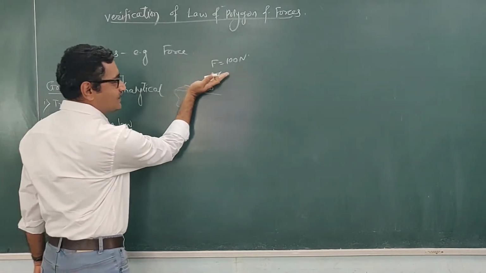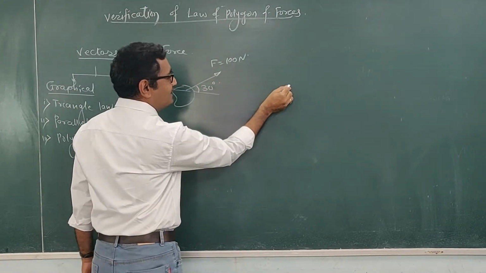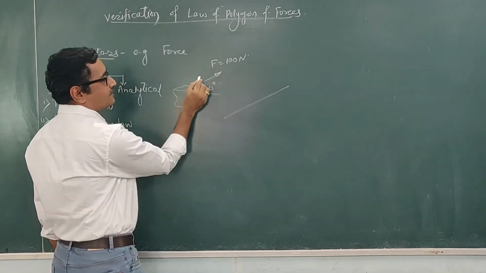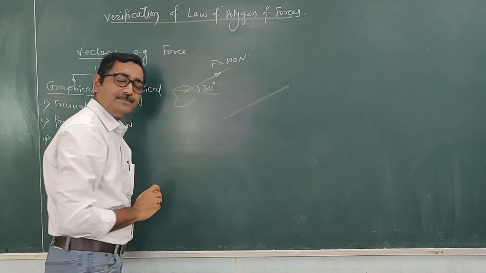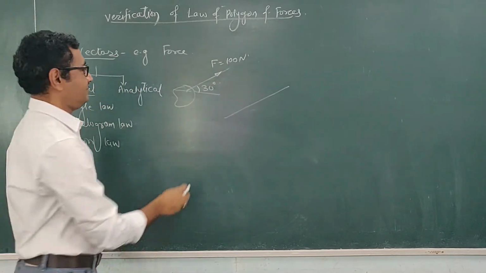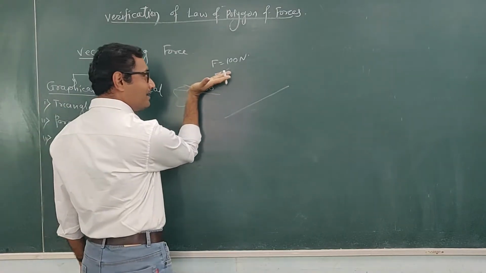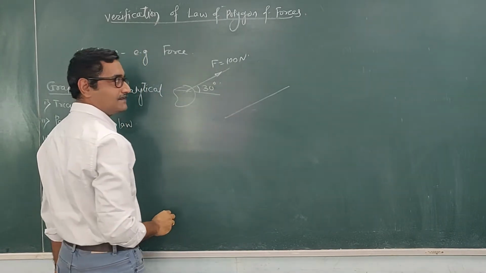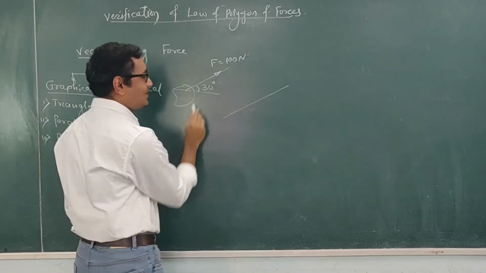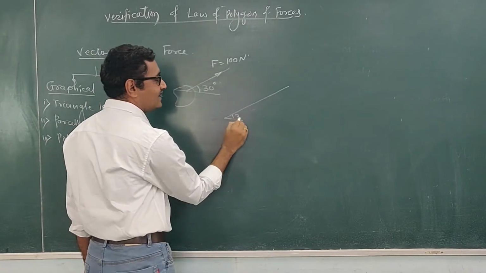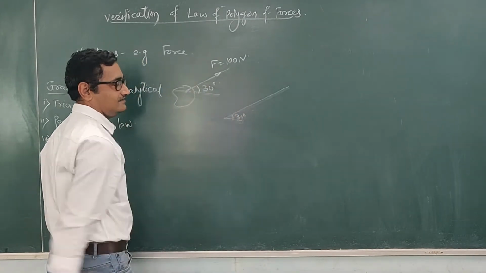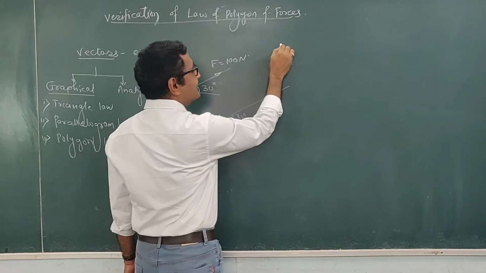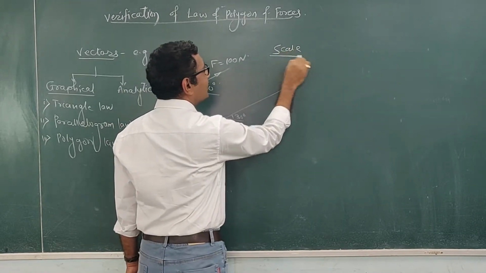To represent this force graphically, draw a line parallel to the line of action of this force. This line along which the force acts is known as its line of action. Since we have drawn the line parallel to the line of action of the force, this line is also inclined at about 30 degrees with horizontal. And then select a suitable scale to represent the magnitude.